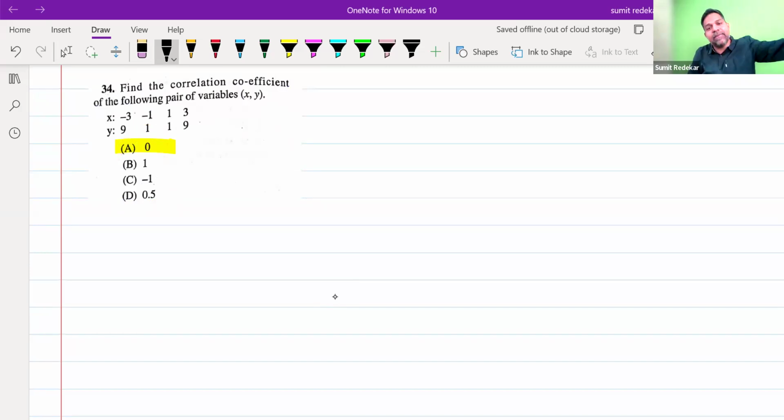X is increasing by 2 every time. -3 plus 2 is -1. -1 plus 2 is 1. 1 plus 2 is 3.